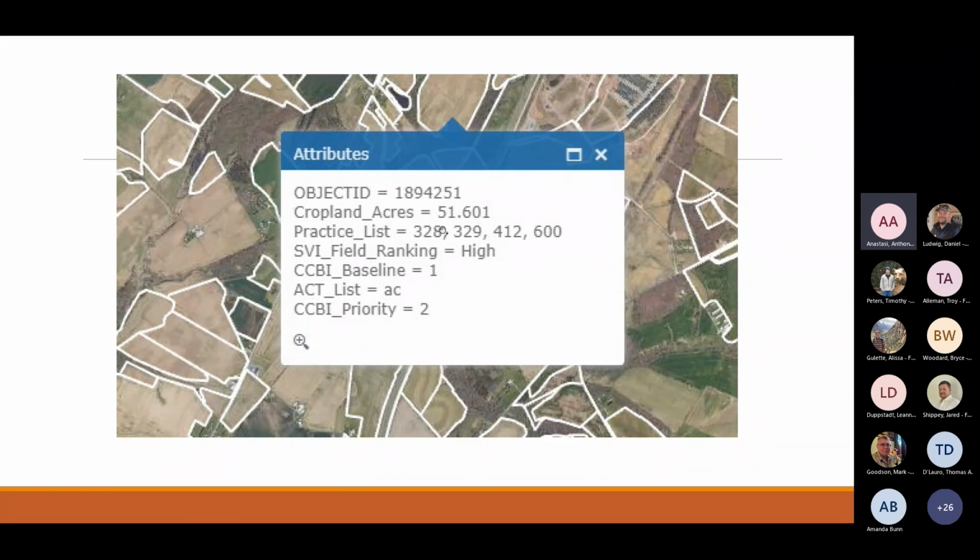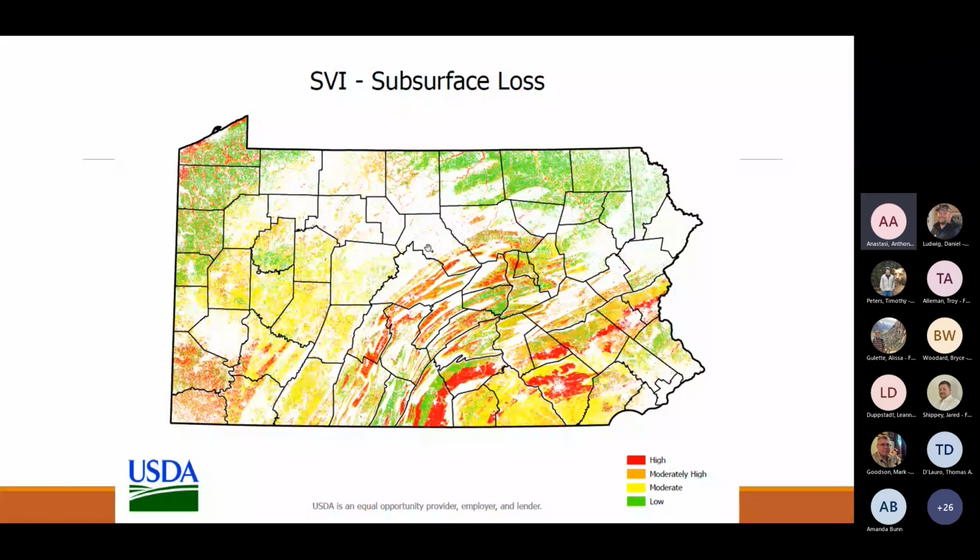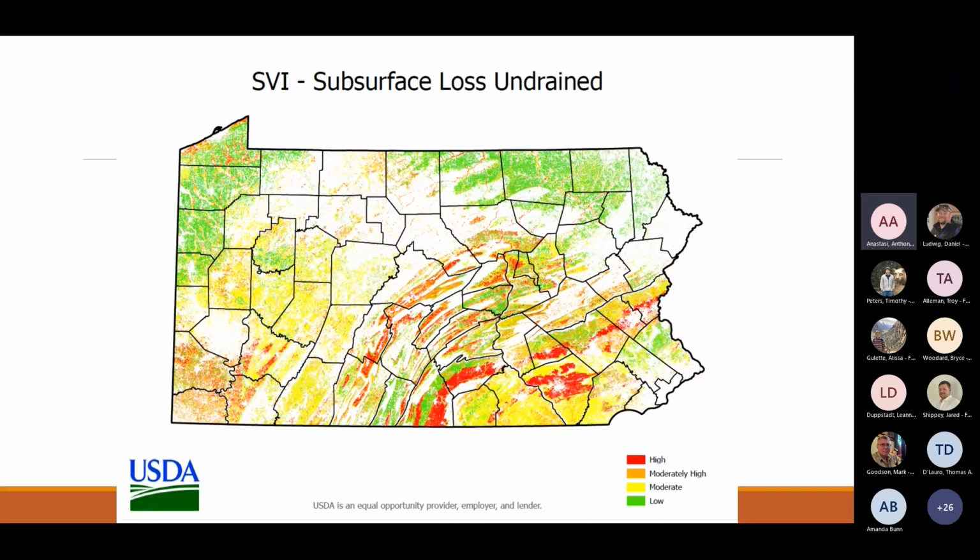Now, this data can't be shared outside the agency, or at least outside of who we have agreements with to share it with, because it has the practice data in it, and so that is protected information between the producers and us. But we do have generalized maps of the whole state here that we can share with anybody. So the SVI data, this is what it looks like when you map it over the whole state. And it is split between the surface, subsurface, and subsurface undrained.